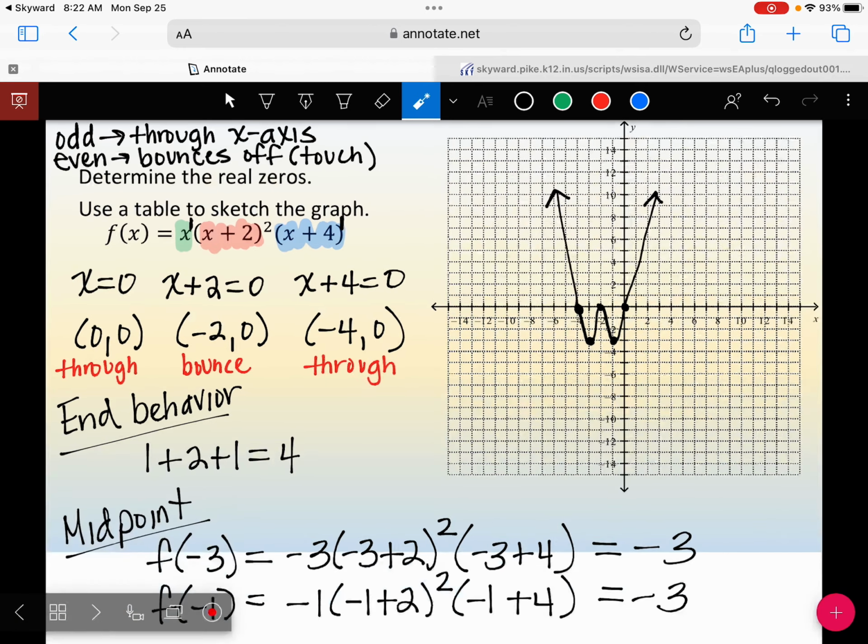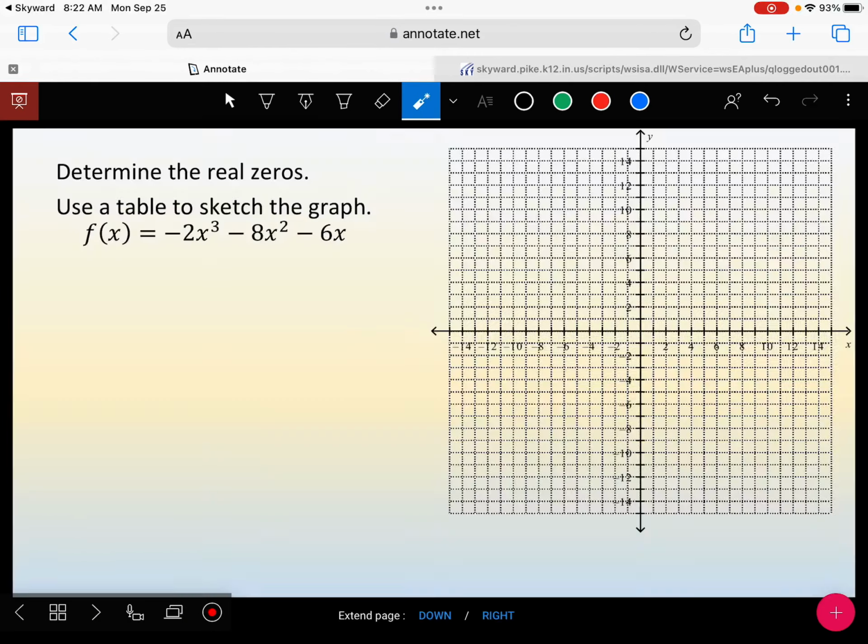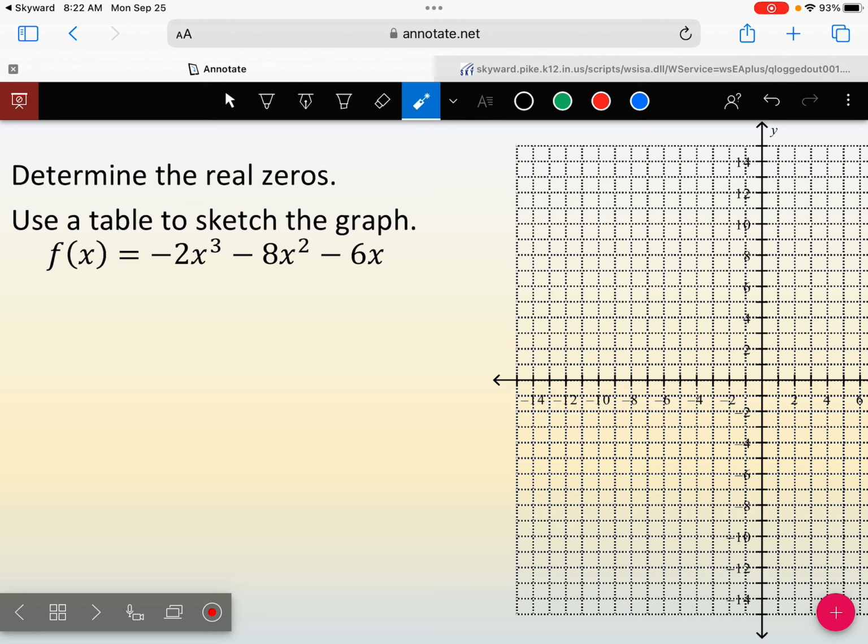So let's do one that's not in factor form. Let's go ahead and copy down this one. And then we'll go through writing equations in standard form.